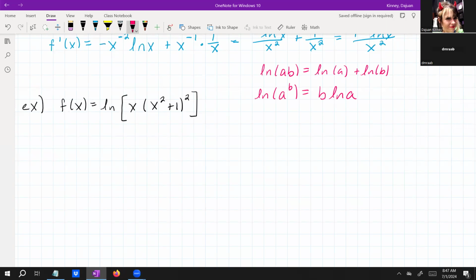So the product, natural log of a times b, is natural log of a plus natural log of b. And then our exponent rule, natural log of a to the b, we can bring our b out front. So it's b natural log of a.